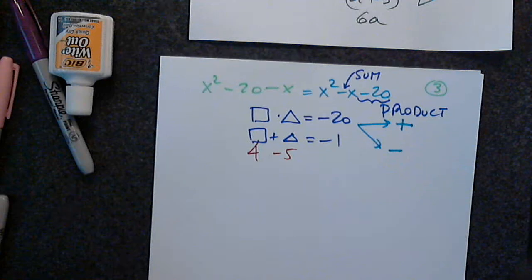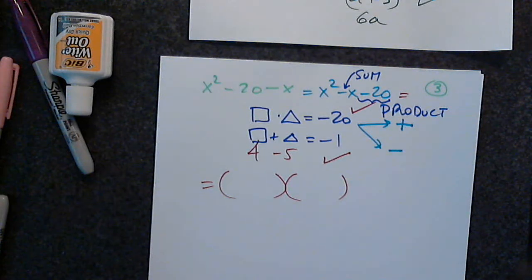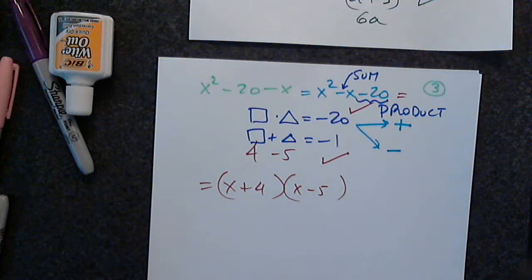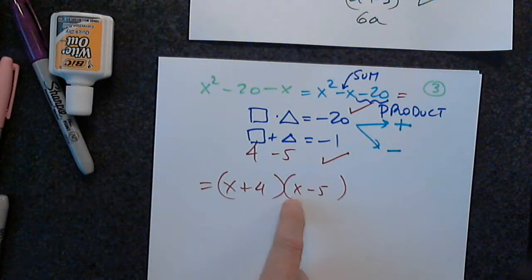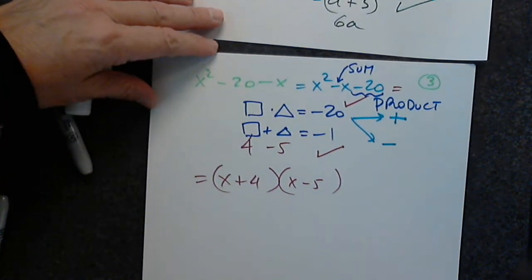Both conditions have to be fulfilled. The product is negative 20. The sum is negative 1. Mandatory. So therefore, I directly go and factor this. Yes? Exactly. Okay, let's say we have doubts about this. It takes 5 seconds to check. x times x, x squared. Negative 5x plus 4x is negative x. And 4 times -5 is negative 20. You don't need anyone to tell you whether this is the correct factored form. You don't need me or anyone else. It takes 3 seconds to check.